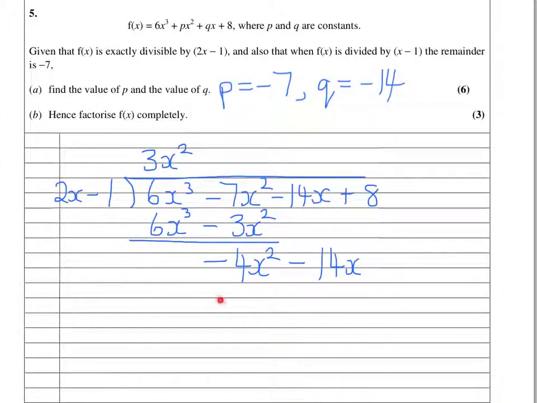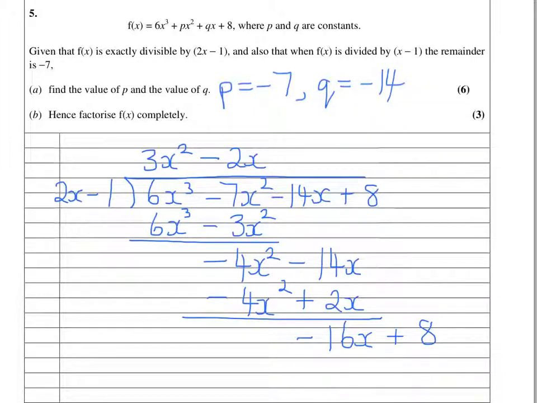So then I think, how many 2x's go into minus 4x squared? And that's minus 2x. And I multiply minus 2x by 2x minus 1. So I get minus 4x squared plus 2x. And I subtract these. The minus 4x squareds cancel, and then I do minus 14x, take away 2x, and that's minus 16x. And I bring down the 8.